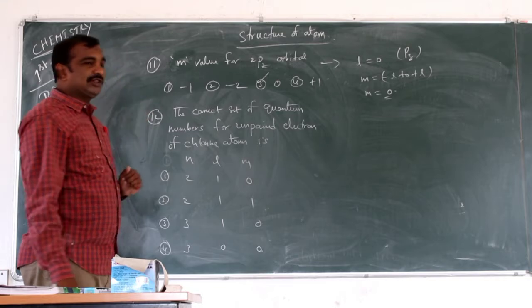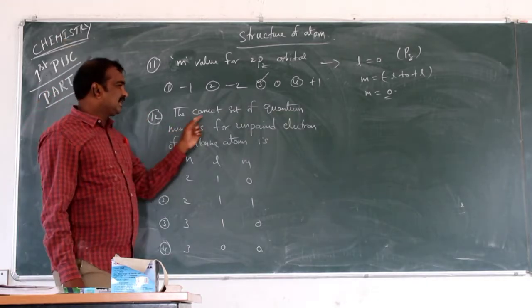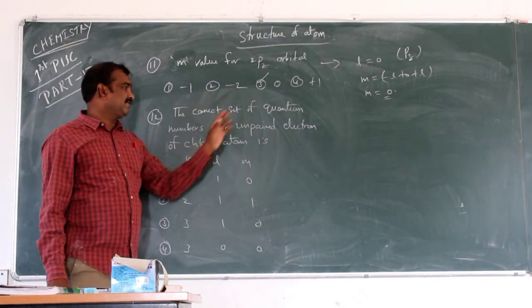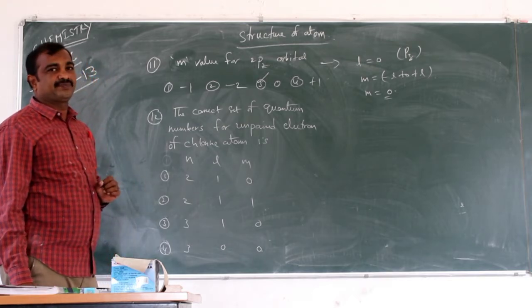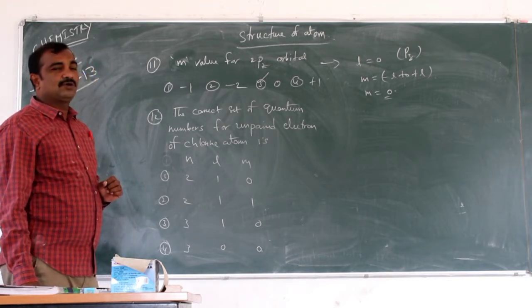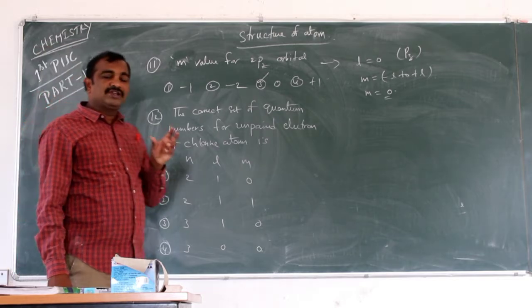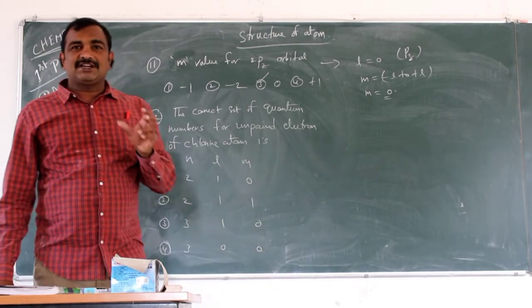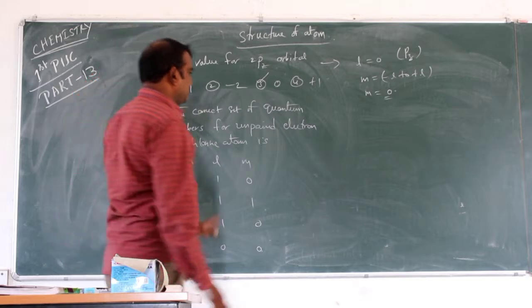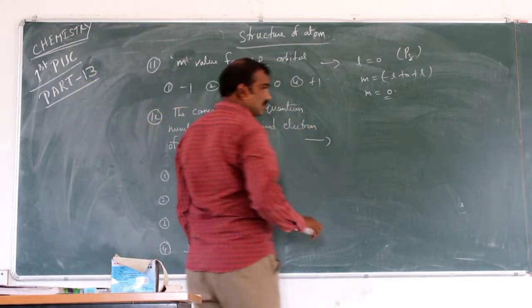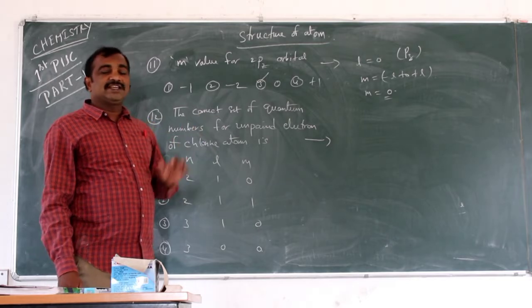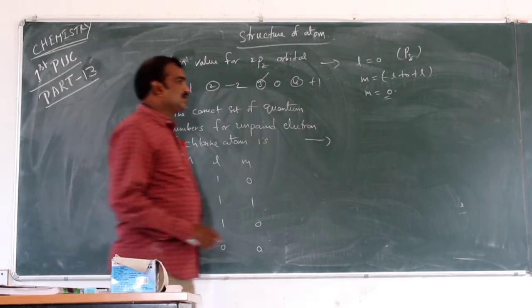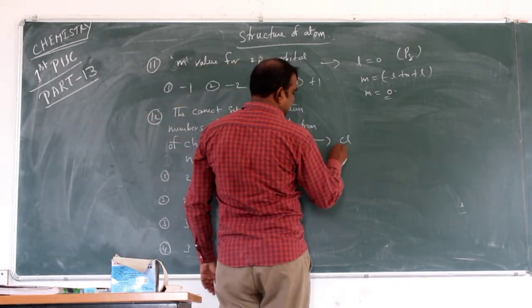Next, the 12th question. The correct set of quantum numbers for the unpaired electron of a chlorine atom is... Here we have to find the unpaired electron of the chlorine atom. That means we have to write the electronic configuration of chlorine. The chlorine atomic number is 17.